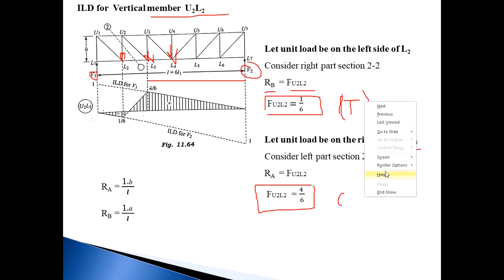Okay, so by using these coordinates you should draw the ILD. First 0 at point U2, it will be 1 by 6 and that is a tension, so you should draw it on the bottom side of the baseline, and at point L2, that is 4 by 6 and that is a compression, so you should draw it on the upper side of the baseline. This is the ILD for vertical member U2 L2.